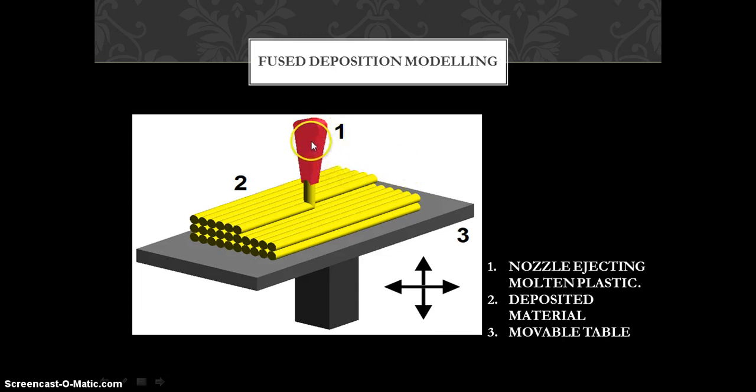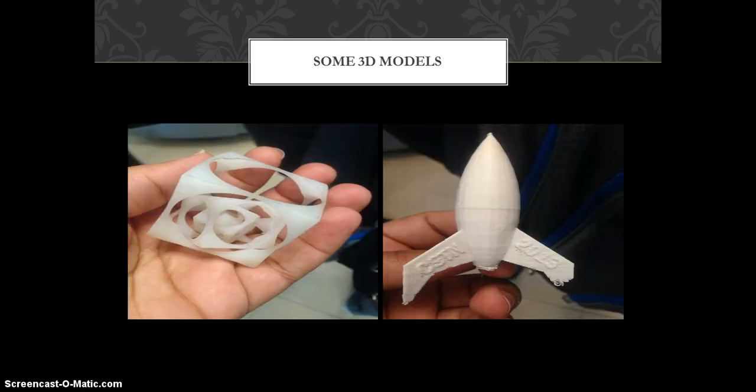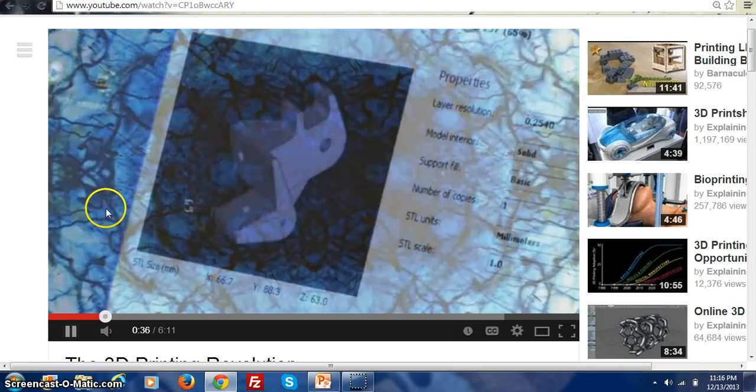It's a nozzle which is ejecting molten plastic. It's the deposited material, and it's the movable table which is moved according to the design, and it creates the required shape. It's the 3D printer which uses the fused deposition modeling technique, and these are a few models that were created by our class. And I'm going to show you a video on 3D printing.